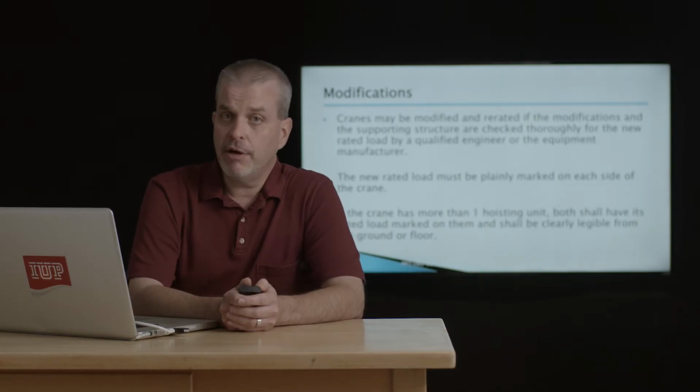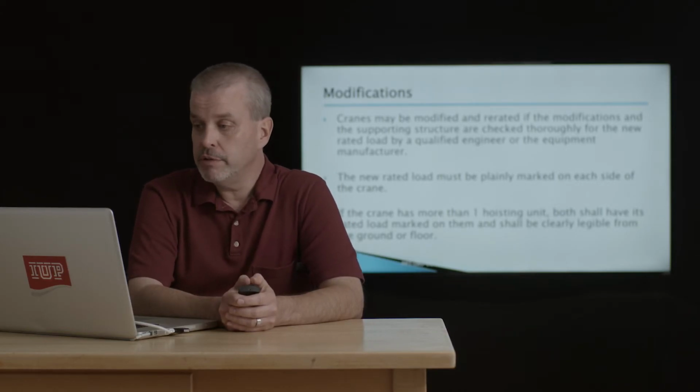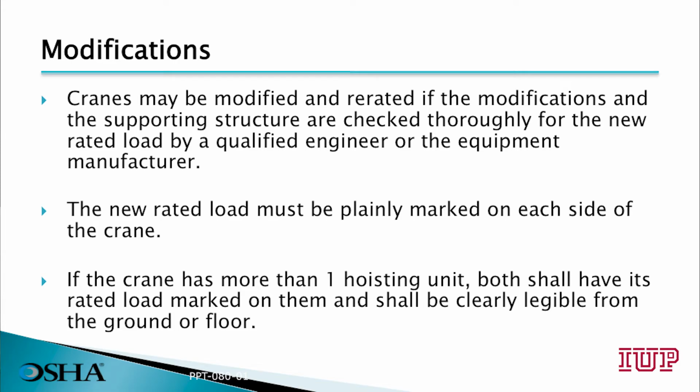Occasionally, it may be necessary to modify a crane for a particular use. Cranes can be modified and re-rated if the modifications in the supporting structure are checked thoroughly for the new rated load by a qualified engineer or the equipment manufacturer. The new rated load must be plainly marked on each side of the crane. If the crane has more than one hoisting unit, both shall have its rated load marked on them and shall be clearly legible from the ground to the floor.